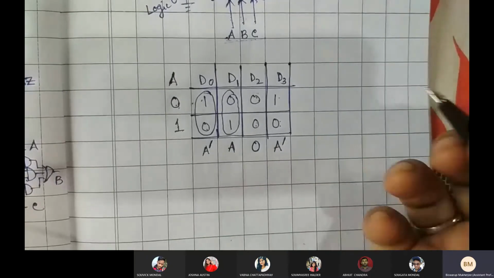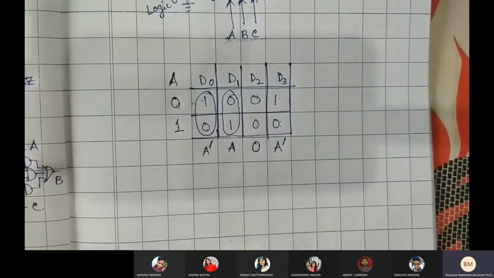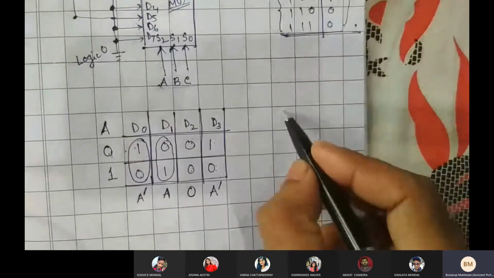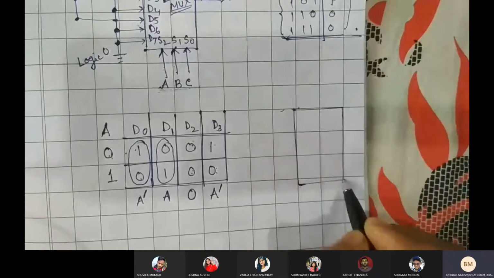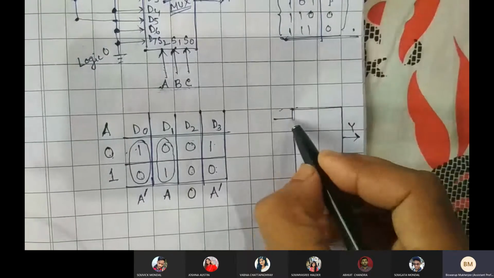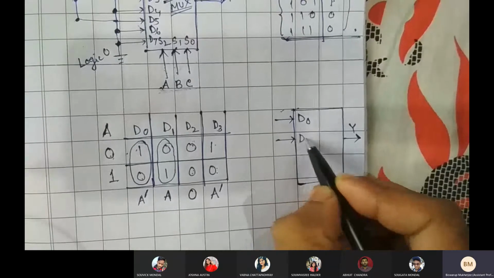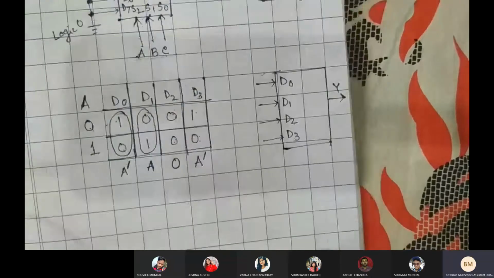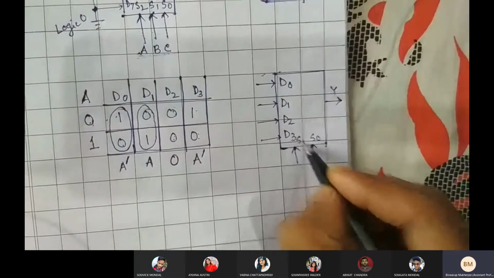I am making this table in order to make the circuit with a 4:1 multiplexer. Now what else do I have to do? I need to select one 4:1 multiplexer. So I'm doing it right over here. One 4:1 mux having output Y. Okay. So a 4:1 multiplexer will have 4 inputs, D0, D1, D2, and D3. And there will be 2 select lines, S0 and S1, right?